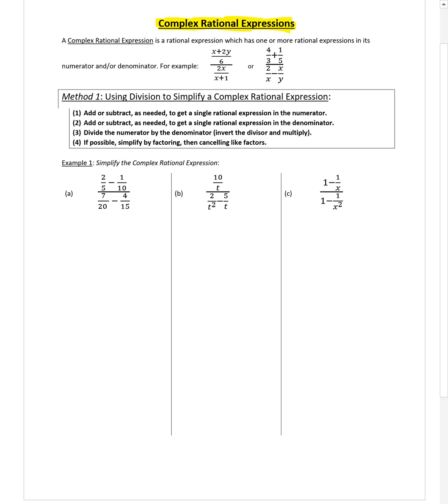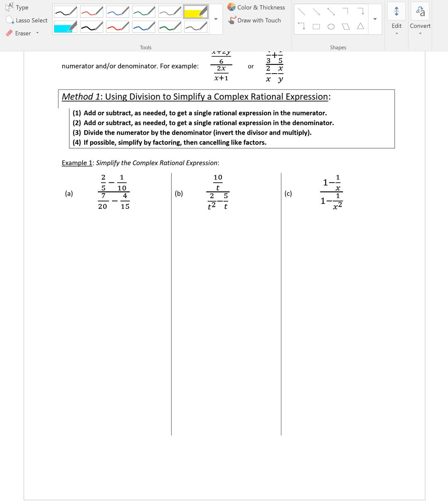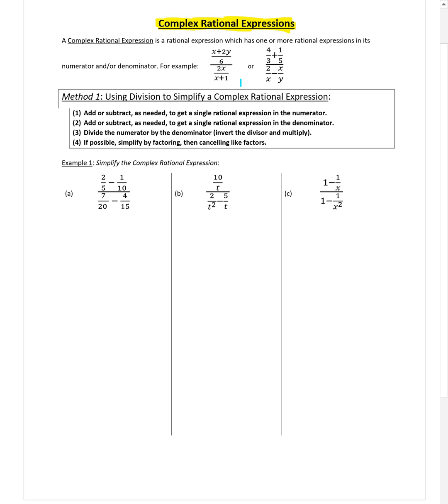I guess it's saying, what if you have a rational expression within a rational expression? So kind of like a fraction within a fraction, you know? And you can kind of see a few examples here of a complex rational expression. So this one here I'm highlighting, it looks like it's a fraction over a fraction. So it's like the large numerator here is its own fraction, and then the large denominator is its own fraction. So it's kind of like a fraction as the numerator and a fraction as the denominator.